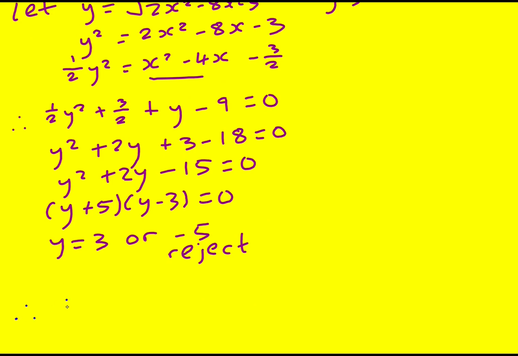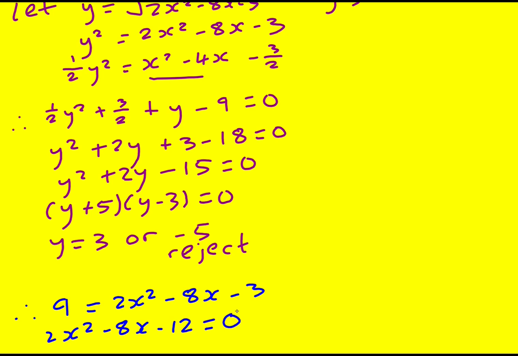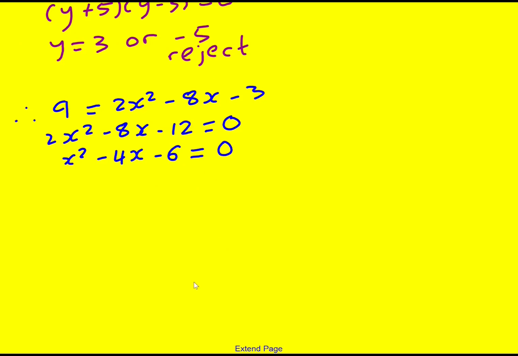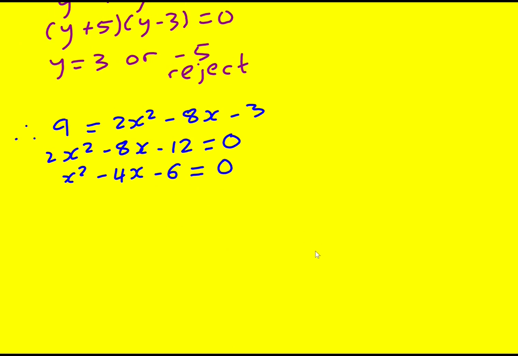So therefore 9 is going to equal 2x squared minus 8x minus 3. 2x squared minus 8x minus 12 is going to equal 0. Divide through by 2. Okay, this isn't going to factorize. 6 and 1 isn't going to work, and nor is 2 and 3, and we're out of options. So I think this time I'm going to complete the square because minus 4 is quite easy to deal with. Different approaches, they both would work.